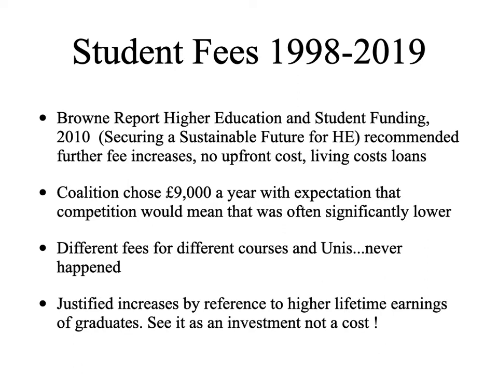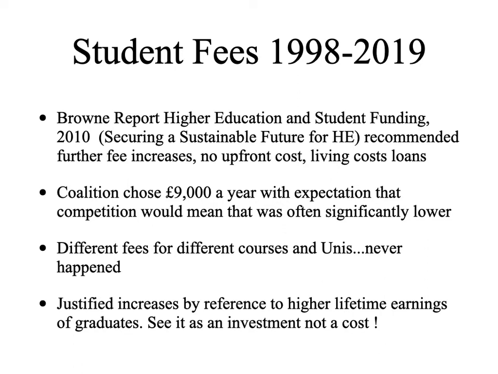So in a very short order, in only 7 or 8 years, fees had gone from £1,000 to £3,000 to £9,000 a year. And as I said, £1,000 a year may seem a lot of money at the time, but £9,000 is a huge amount. However, the government of the day also expected, and it was explicit in the way they discussed it, that there would be different fees for different courses and different universities. Something, of course, that has essentially never happened.